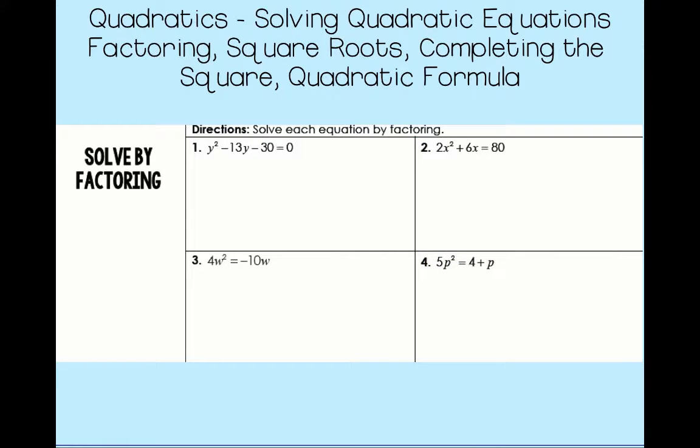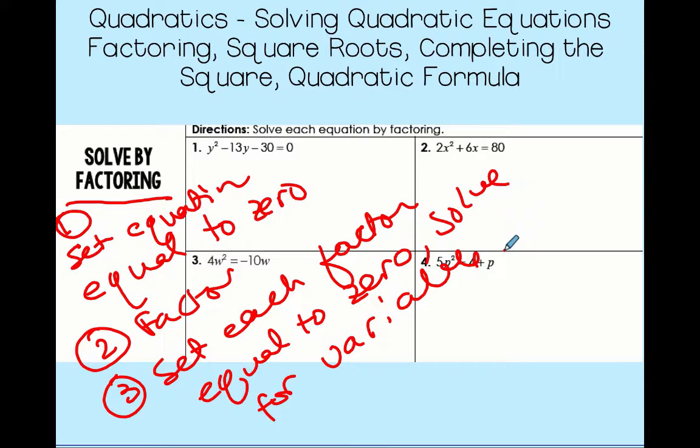So again, when you're solving by factoring, you have to have the equation with a 0 on one side. So our steps are set the equation equal to 0, factor, set each factor equal to 0, and then solve for the variable.